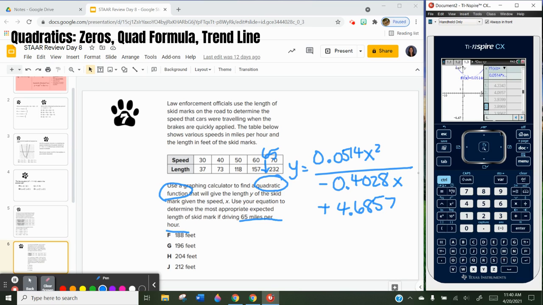Our goal is to get all the way to a speed of 65 miles per hour. I can scroll down till I get to 65, or a faster way to do it would be go to Menu, Table, Edit Table Settings, and then go to Table Start and tell your calculator to start at 60 or 65, wherever you want to start. So at 65 miles per hour, I would expect this car to have a skid mark length of 195 feet or 195.6. So that would round to 196. So the answer for this one is going to be G.